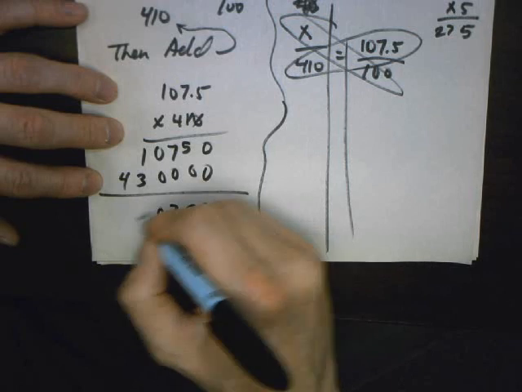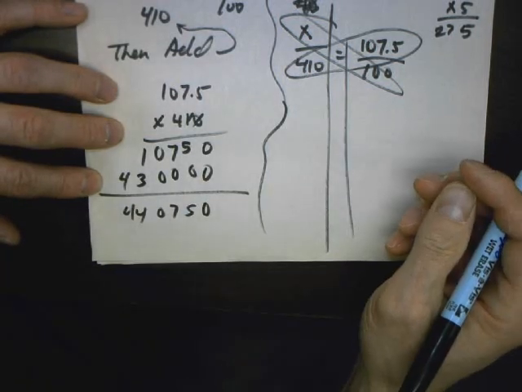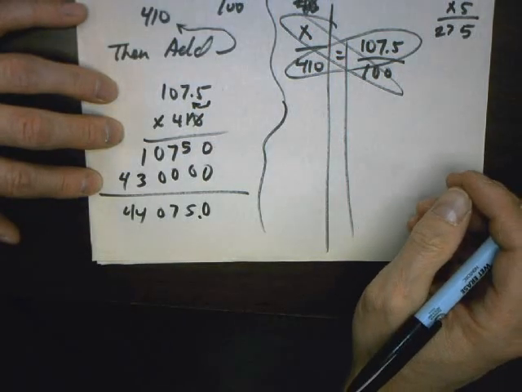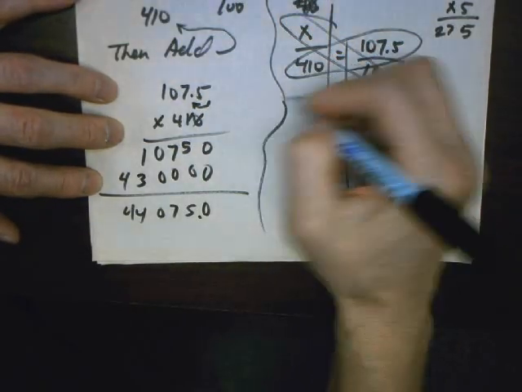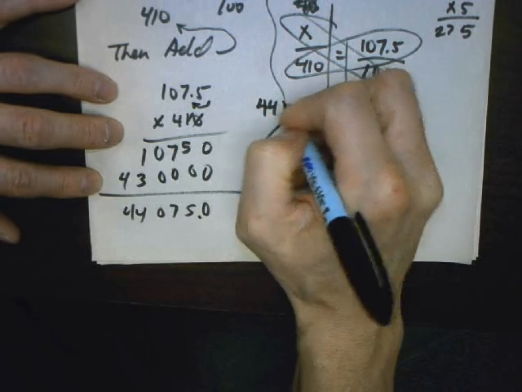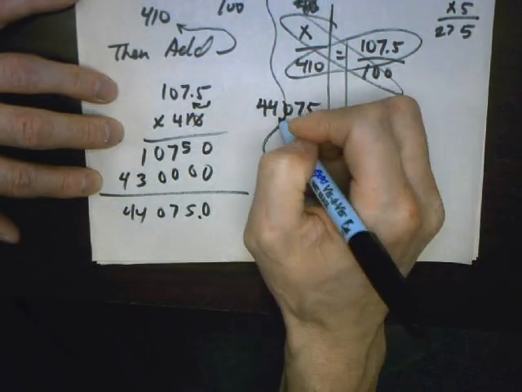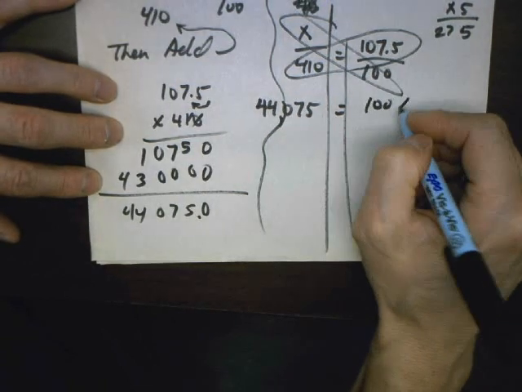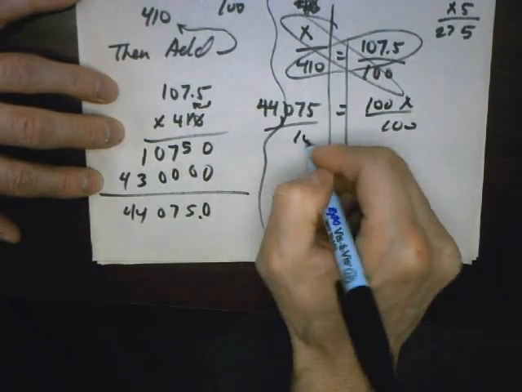I get 0, 5, 7, 0, 4, 4. There's 1 decimal space, so I add that 1 decimal space. So this times this is this big number, 44075. 0.0 means I don't need to write that. In other words, 44,075. 100 times x is just 100x. Divide by 100, that's beautiful.